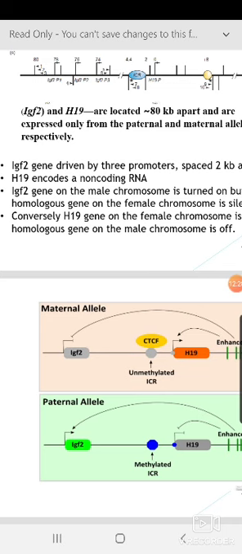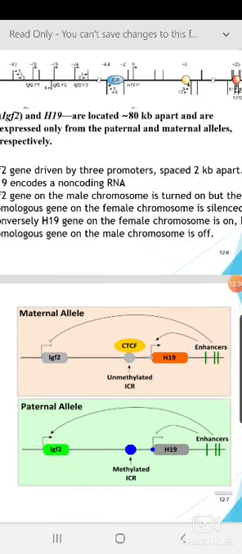So in the mother, what is the structure? You just see they are 80 kb apart. That's what they are showing. IGF2, and H19 is the orange colored one. In between, one ICR, imprinting control region, is there. That is in the gray color. You can see, and I told you, far downstream there's an enhancer.